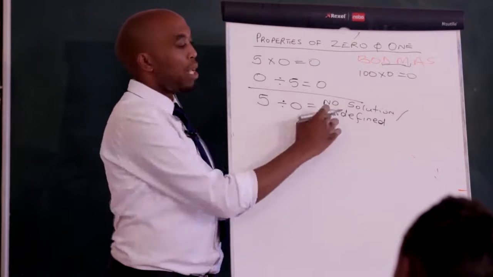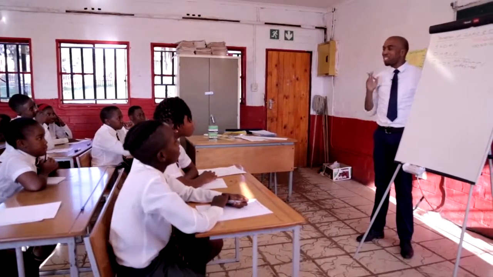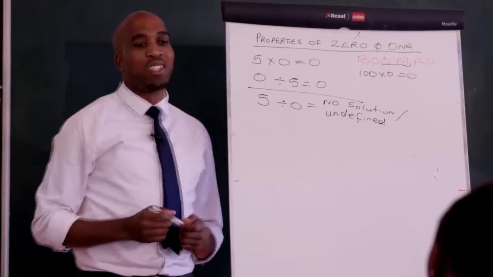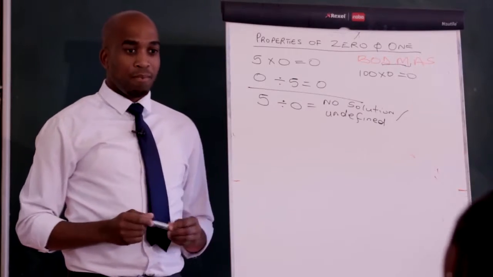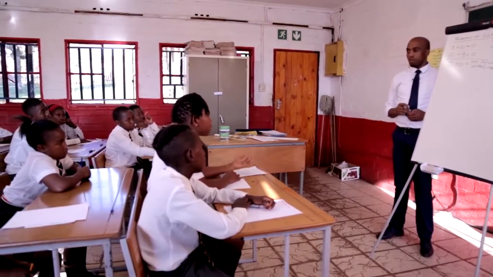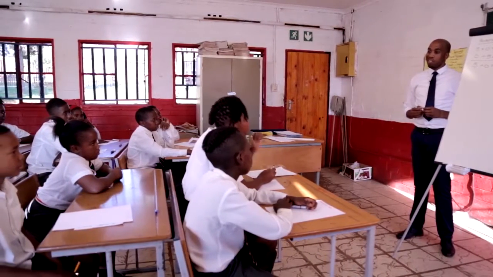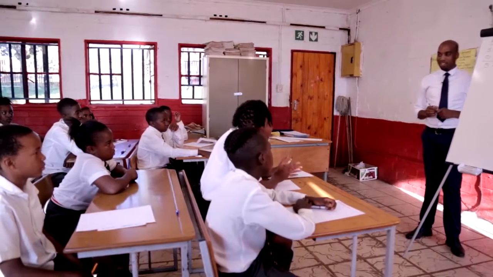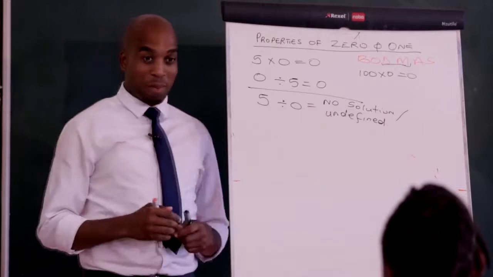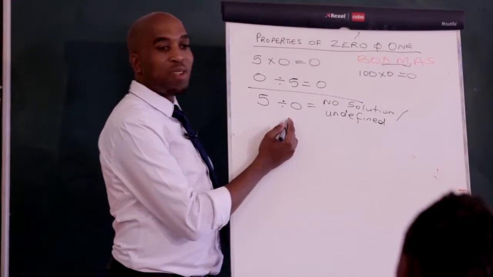So either way, you have no solution or undefined. Doesn't matter. It's very easy, but it's confusing sometimes between 0 divided by 5, is it 5 or is it 0? And 5 divided by 0, sometimes we tend to think it is 0 instead of no solution or undefined. Most of the time, whenever I mark my paper, you find learners make a mistake between 0 divided by 5 and 5 divided by 0.